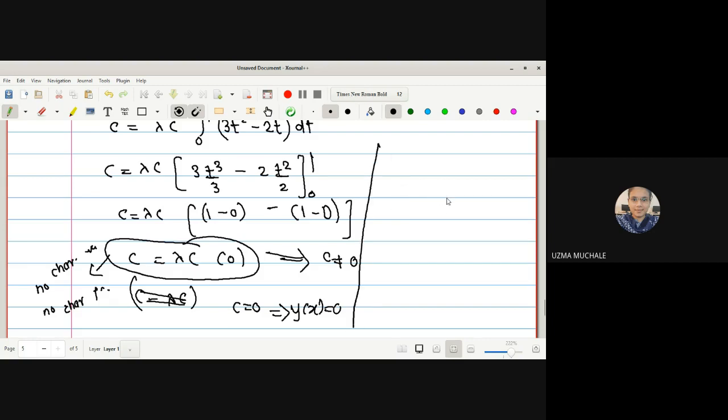Those who have done with this, you can solve the next example.